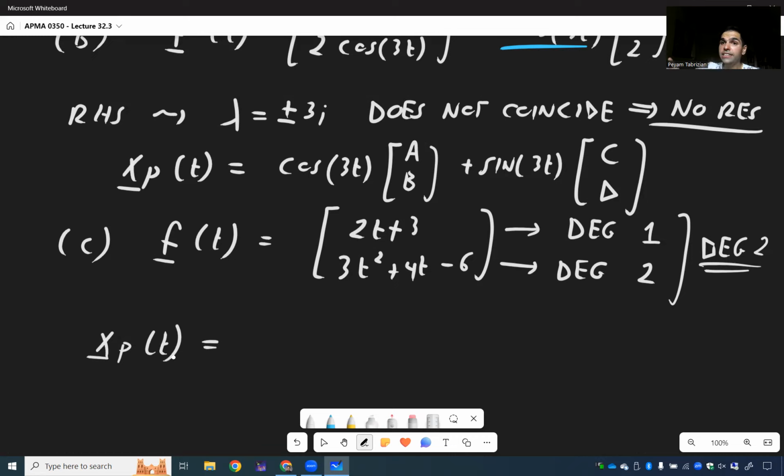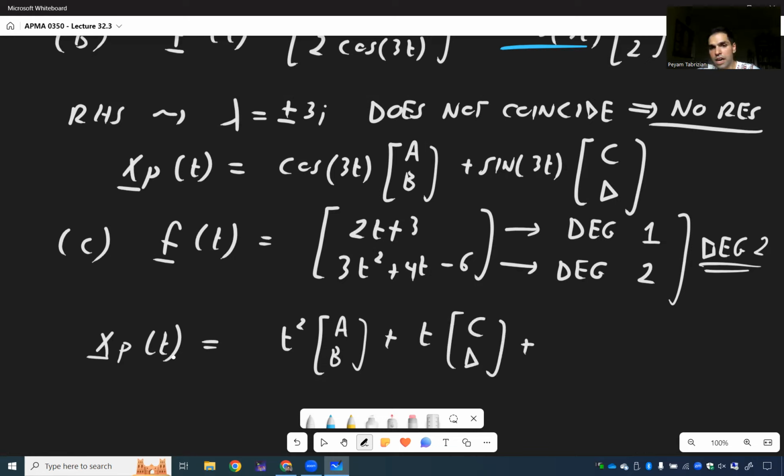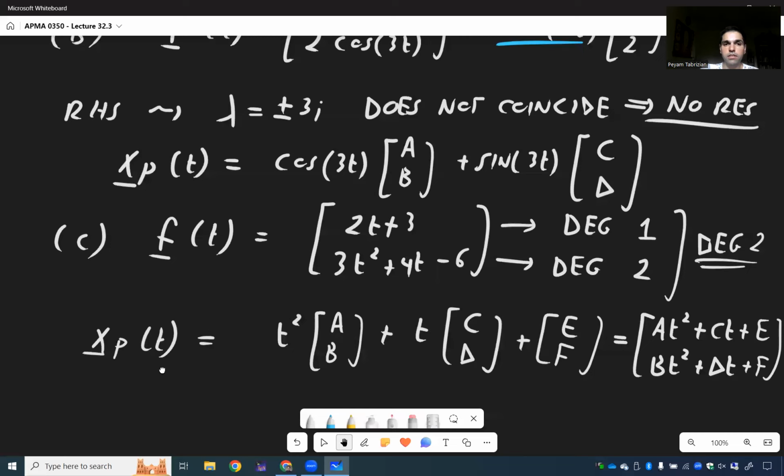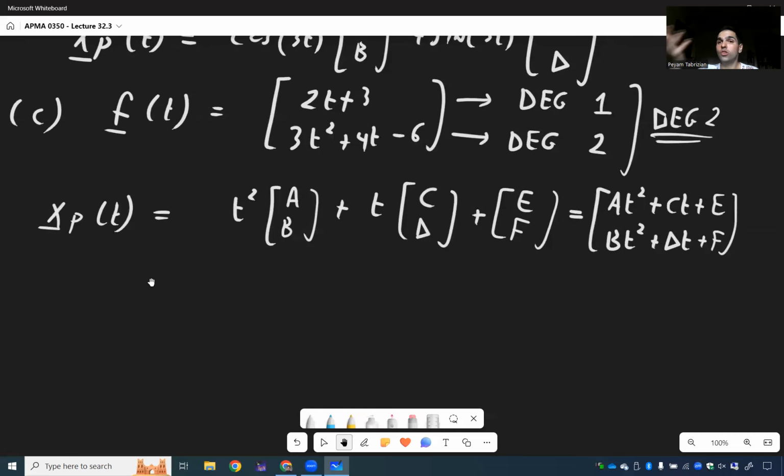And what that gives you is xp of t. So we want a t squared, but here it is a vector. So t squared times (a, b) plus t times (c, d) plus (e, f). Or in other words, a t squared plus c t plus e, and then b t squared plus d t plus f. So again, the same thing as before, a t squared plus b t plus c, but this time as vectors.